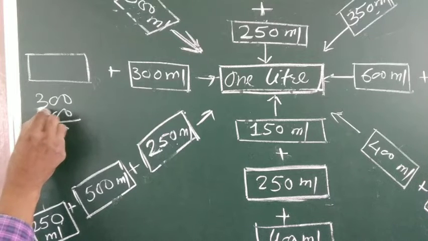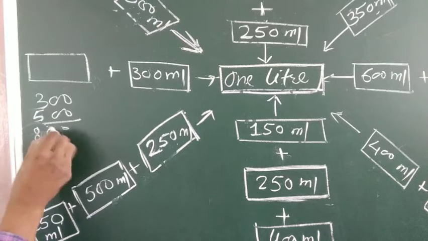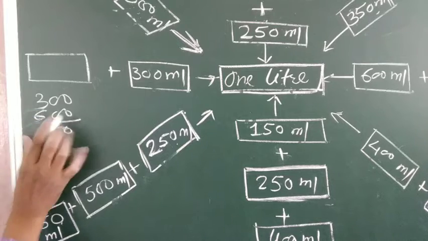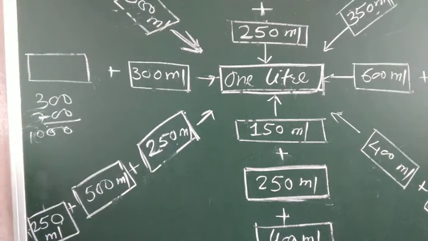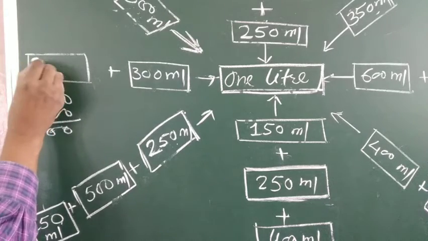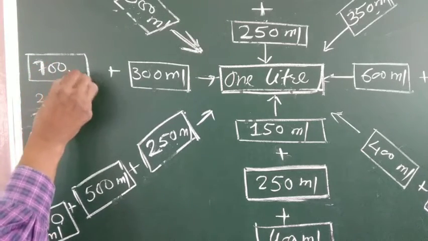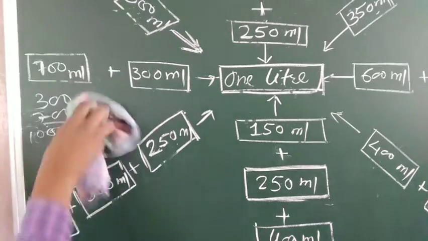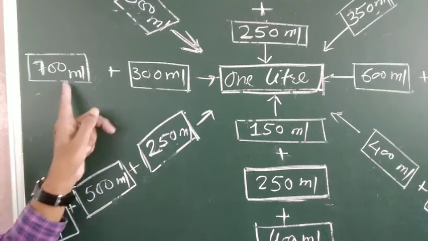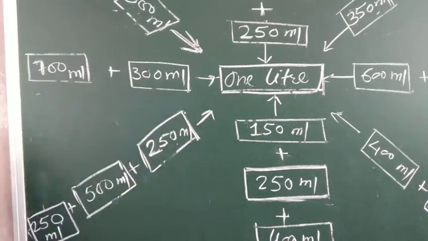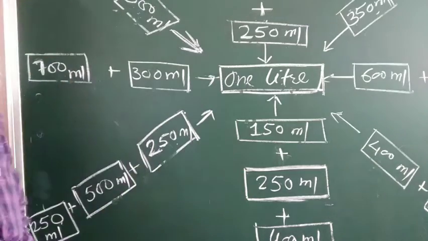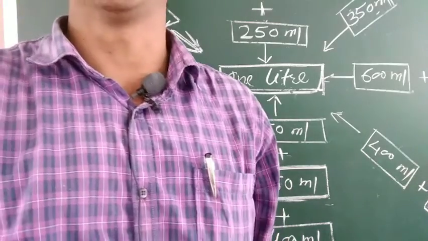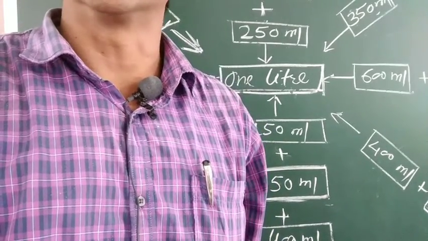If you add 500 it will be 800. If you add 600 it will be 900. And if you add 700 it will be 1000. So what we have to write here? Now see, we have to write here 700 ml. Okay? Then see, 700 ml plus 300 ml is equal to 1000 milliliter and this 1000 milliliter is equal to 1 liter. So this way today we finish this, complete this part to make it equal to 1 liter.